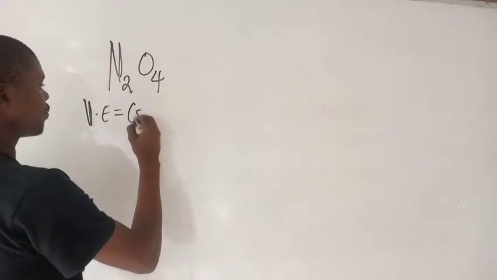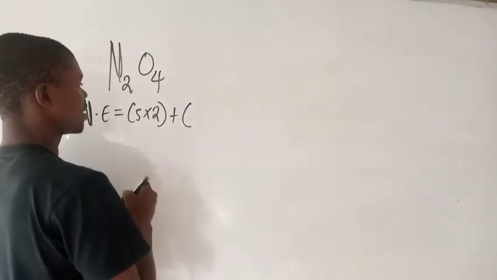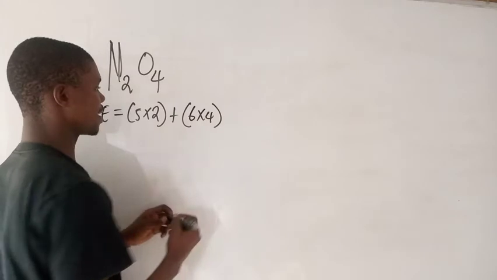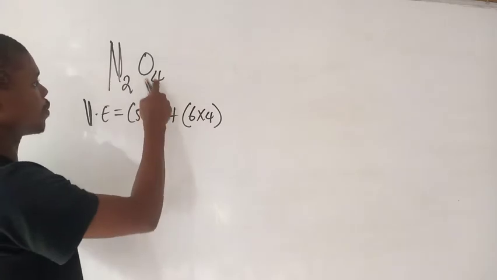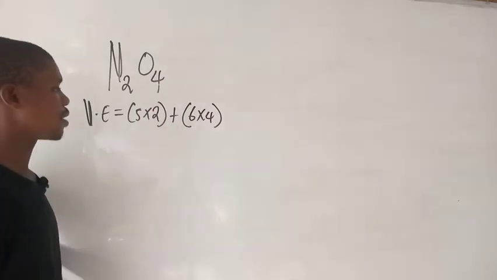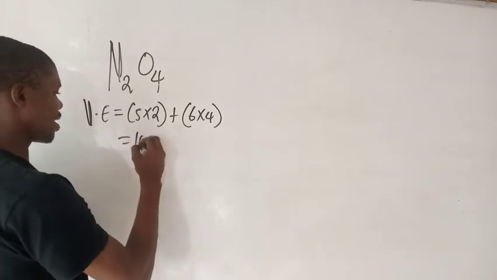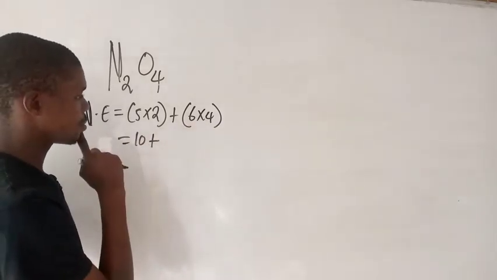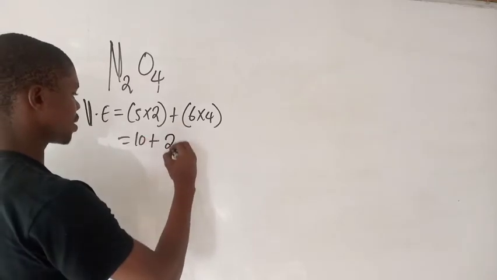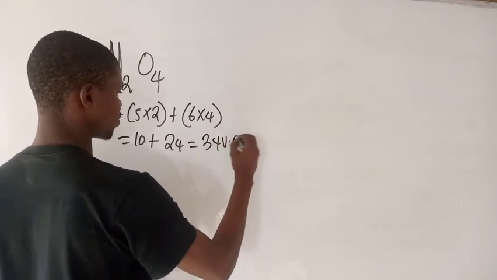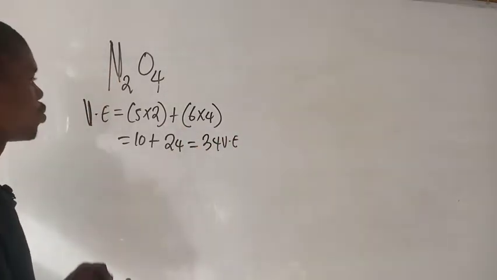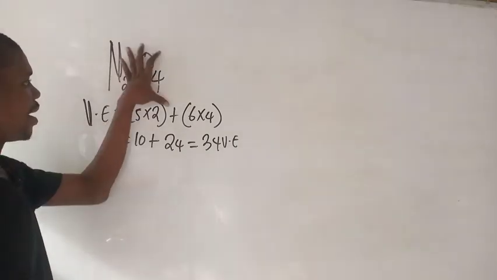So we're going to do 5 times 2, plus, for oxygen, the valence electron is 6, so here we have 6 times 4. 2 is the number of nitrogen atoms in the compound, and 4 is the number of oxygen atoms. So 5 times 2 is 10, plus 6 times 4 is 24, which equals 34 valence electrons.